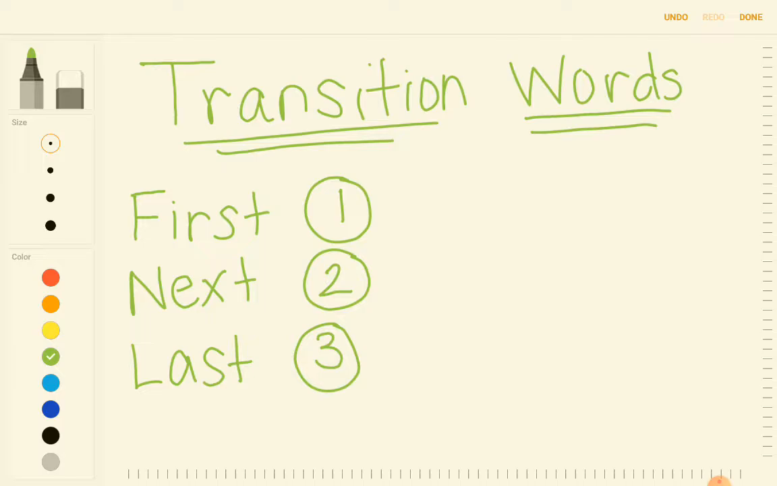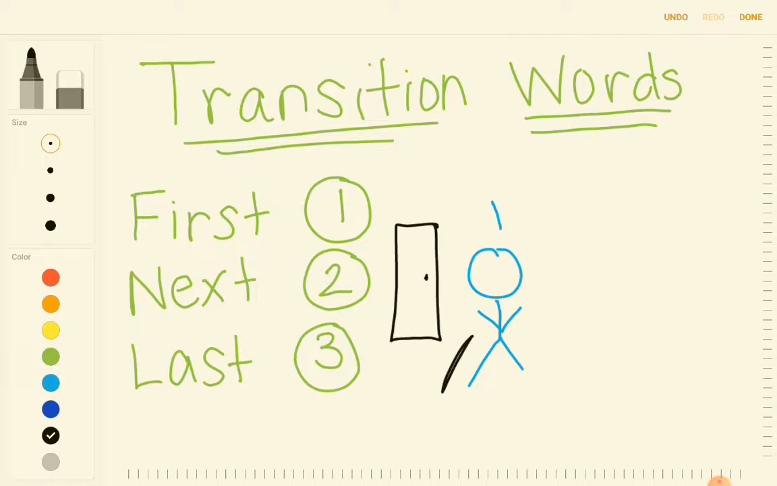So if there were 3 people standing in line, first there was a person wearing a blue shirt. Here's the door so you can tell this is the front of the line. First there's a person wearing a blue shirt. Next there's a person wearing an orange shirt. And last there's a person wearing a red shirt. The first in line is wearing a blue shirt. The next person in line is wearing an orange shirt. And the last person in line is wearing a red shirt.